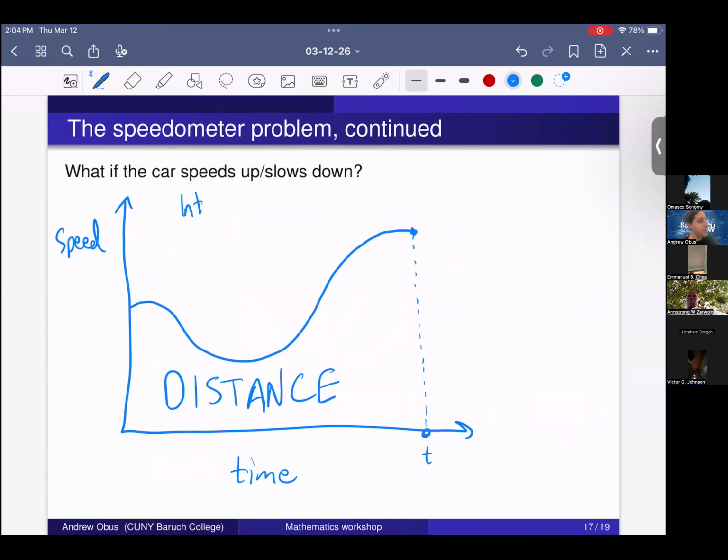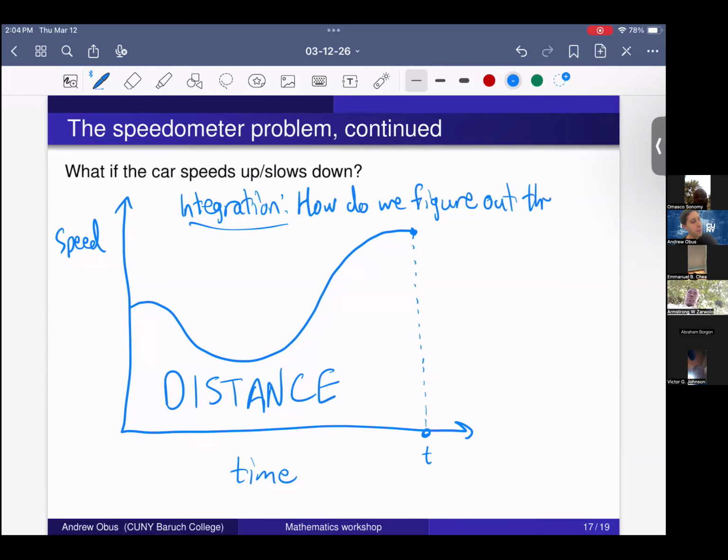And integration is about how do we figure out the area under the graph. Okay, that's what integration is about. How do we figure out the area under the graph?